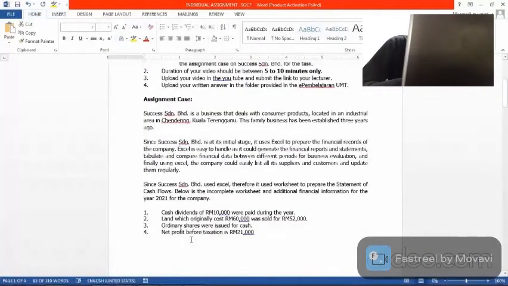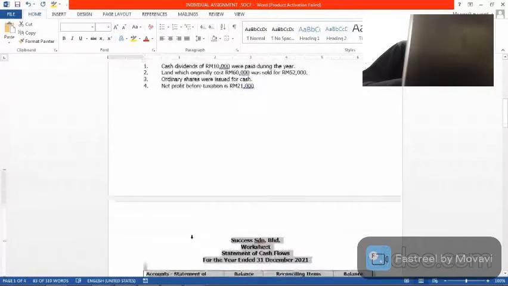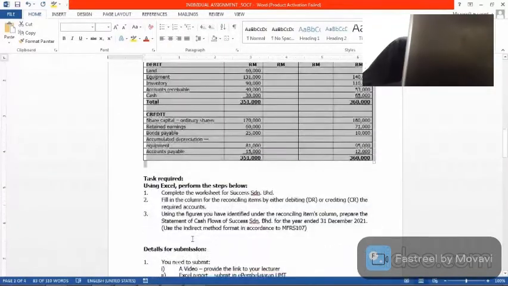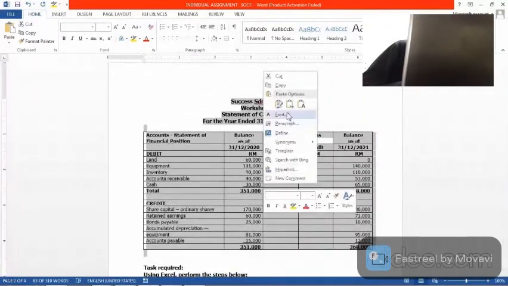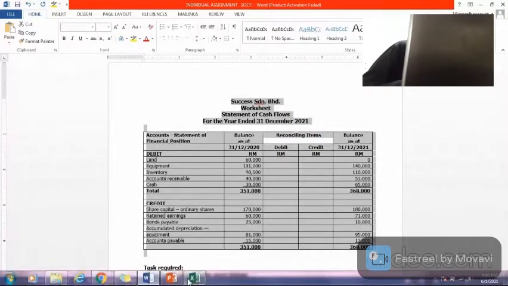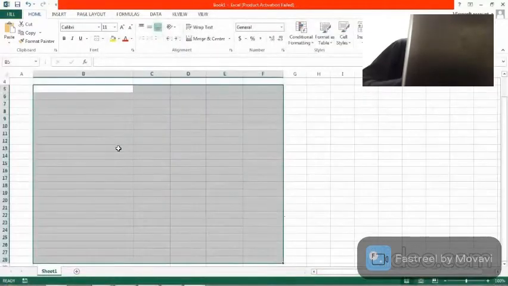In this video, I'll show you how to prepare a statement of cash flow based on the assignment case given. So here there are 3 requirements to complete this question. Let's solve number 1 and 2 first. Complete the worksheet and fill in the column for the reconciling items. So first I'm going to copy this worksheet and paste it in the Excel file.